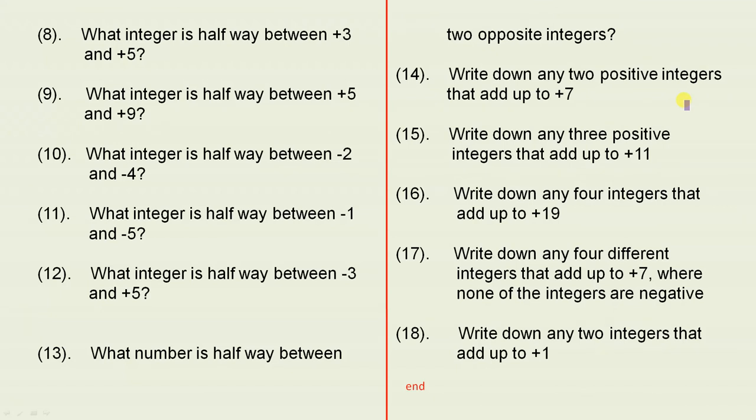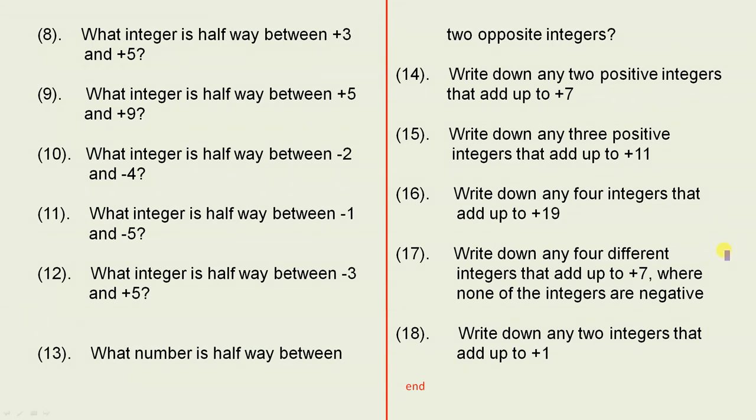Write down any two positive integers that add up to +7. Write down any three positive integers that add up to +11. Now these two here, and a few of the others that follow, may have more than one answer, and that's fine. Write down any 4 integers that add up to +19.